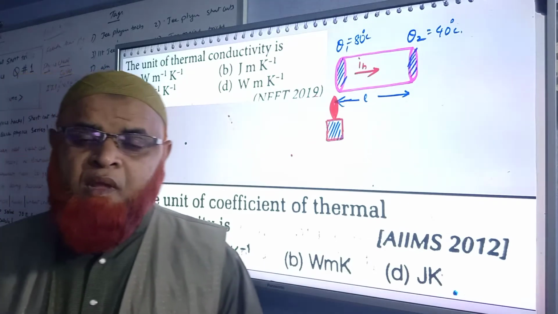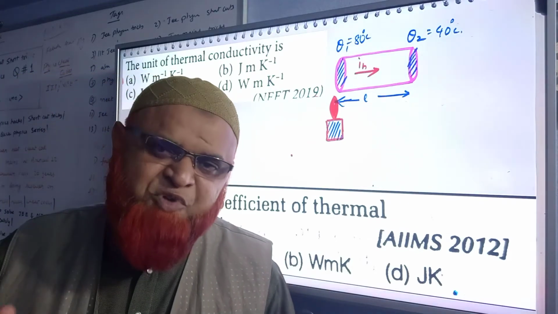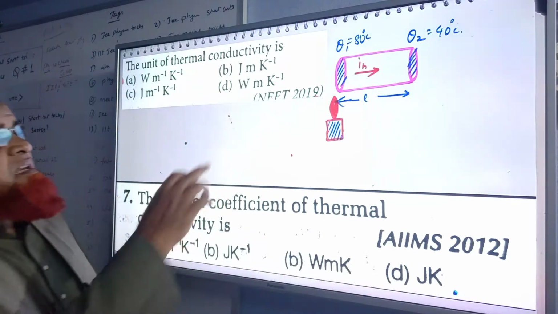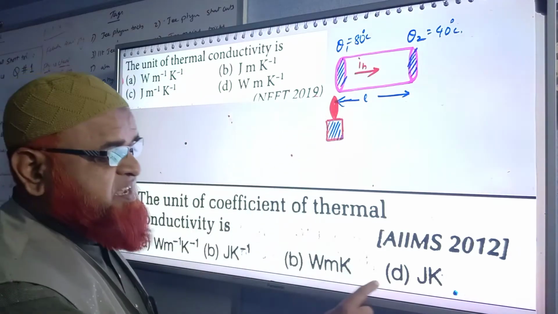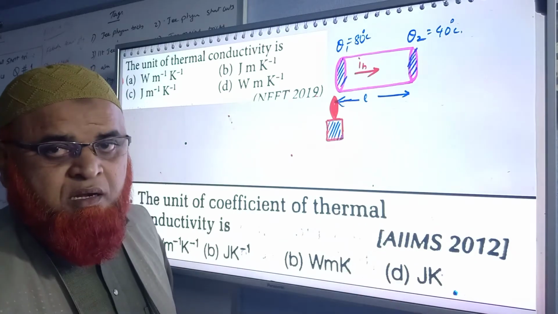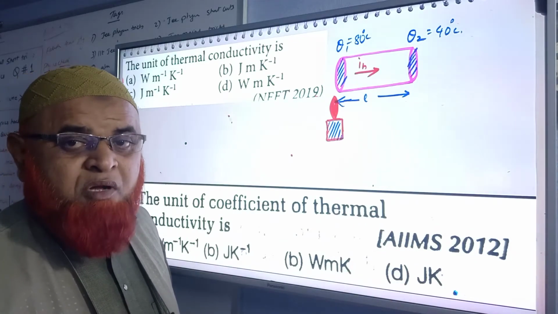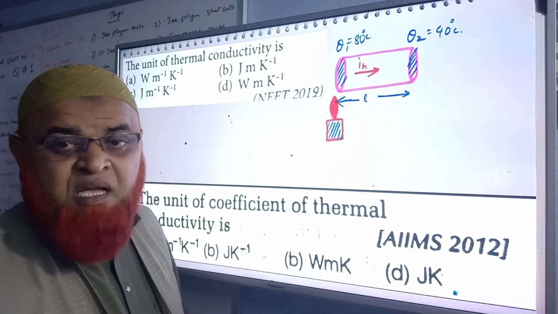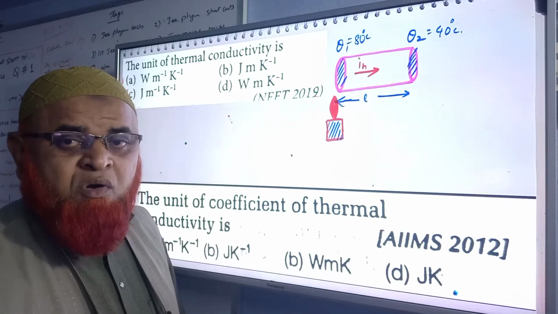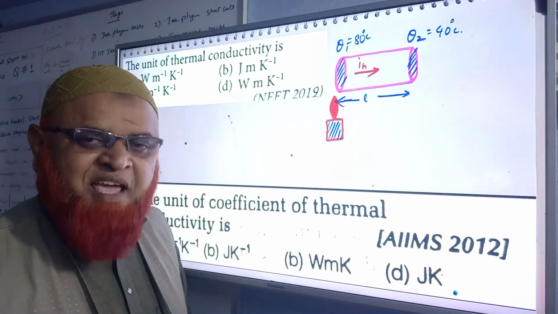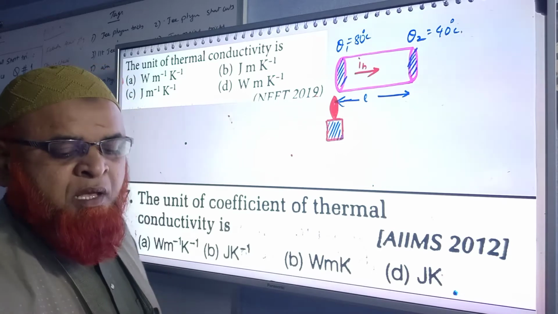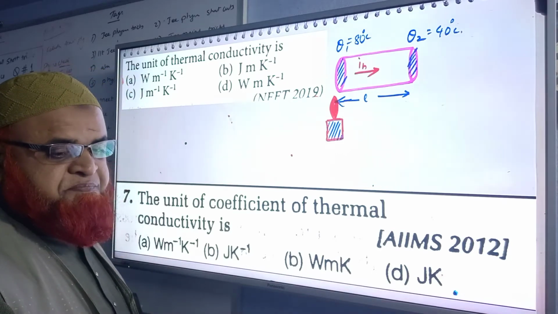Okay, so today we are discussing an amazing problem. This problem was repeated in NEET 2019 and AIIMS 2012. That means this type of problem was surprisingly asked in both examinations previously. Now, let me discuss this question today. It's a very simple, very easy question, okay? So now let us go ahead.